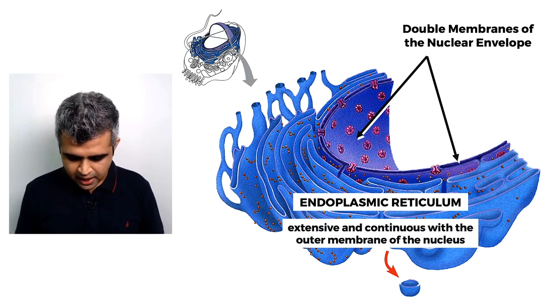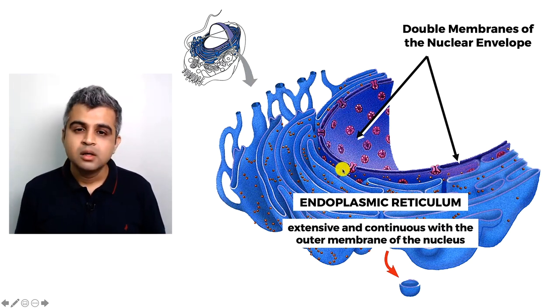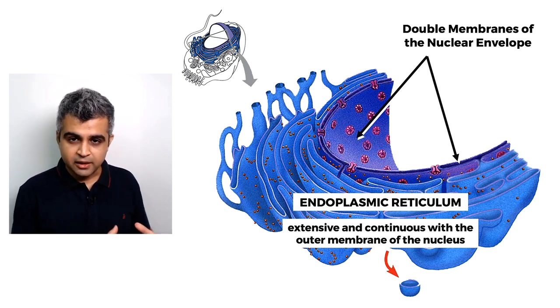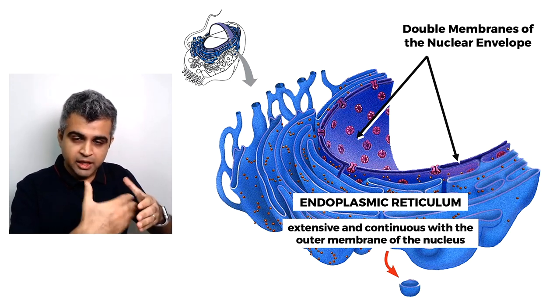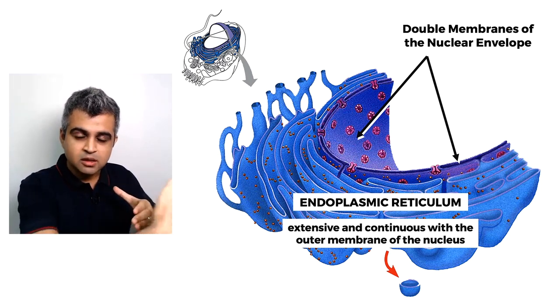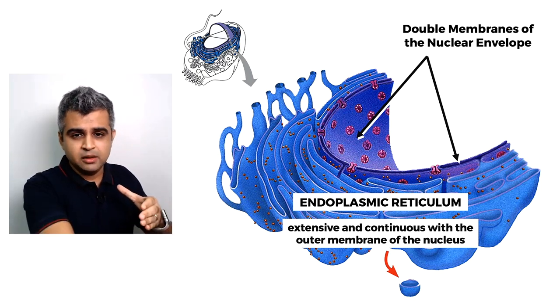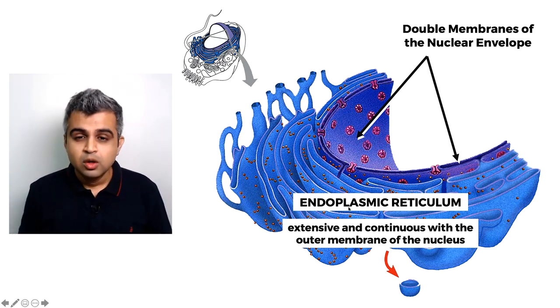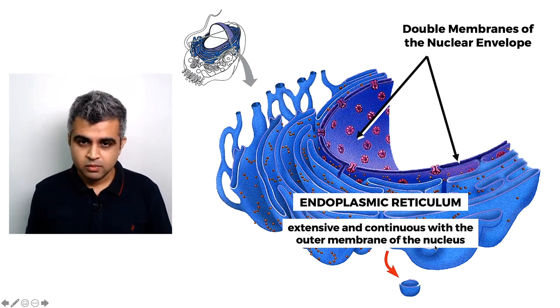Also, notice how all of these are connected to each other by tubes, and they are connected to the nucleus. Can you see that? So I can say that the endoplasmic reticulum is continuous with the outer nuclear membrane. So you have the nuclear envelope. It has an inner membrane and an outer membrane. And the outer membrane is in contact with the cisternae, vesicles and tubules. So this outer membrane is going to be connected with the endoplasmic reticulum. So that, dear students, is endoplasmic reticulum, which is extensive and is continuous with the outer membrane of the nucleus.